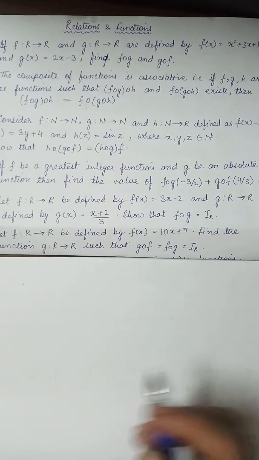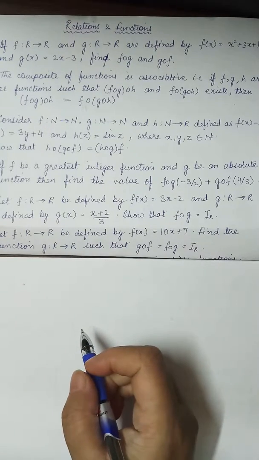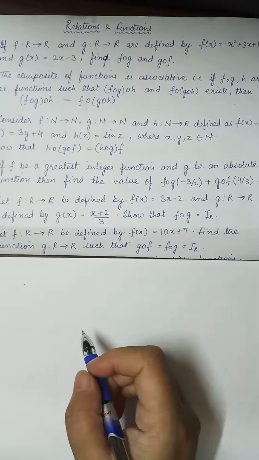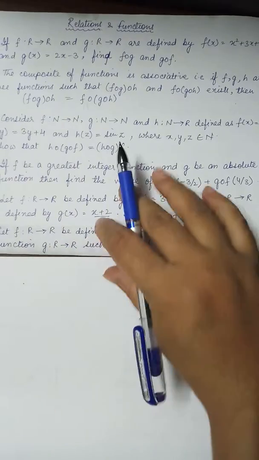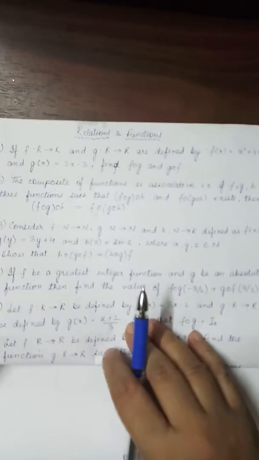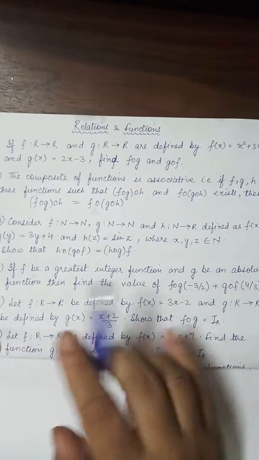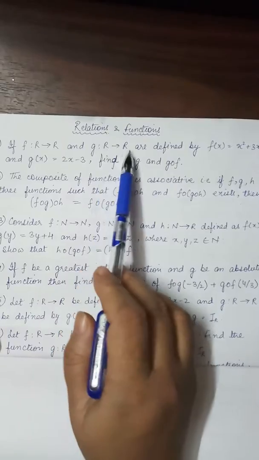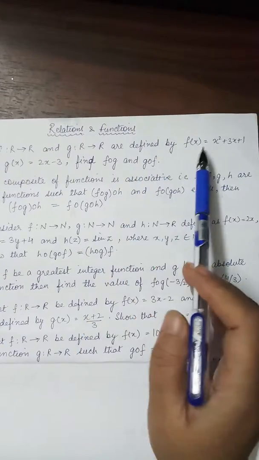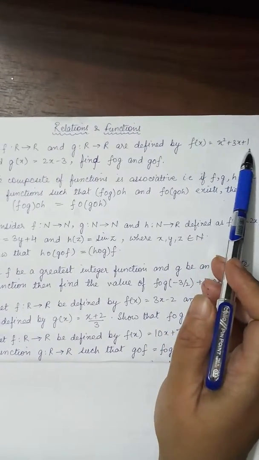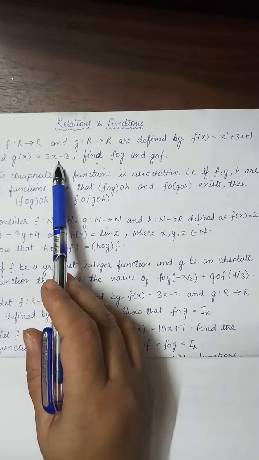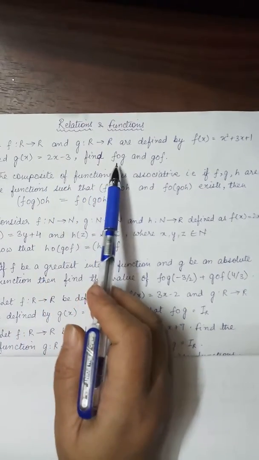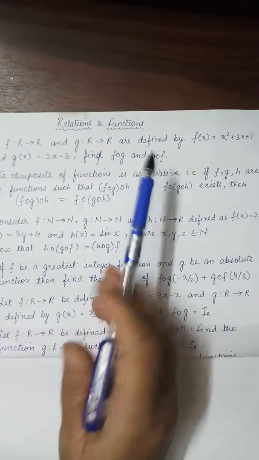Hello everyone. Okay, now we are going to discuss more sums in relation and function. As I told you before, question number 11 here is: if f is a function from R to R and g is a function from R to R, defined by f(x) = x² + 3x + 1 and g(x) = 2x − 3, find fog and gof.